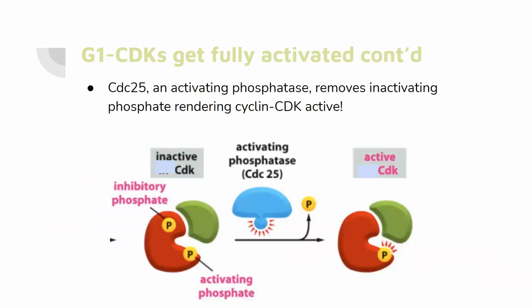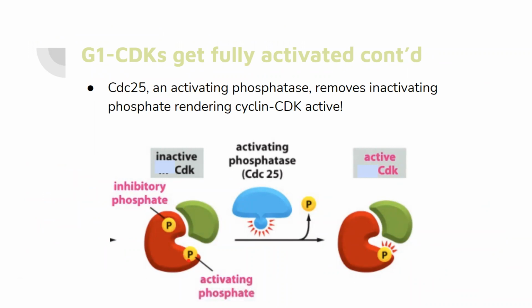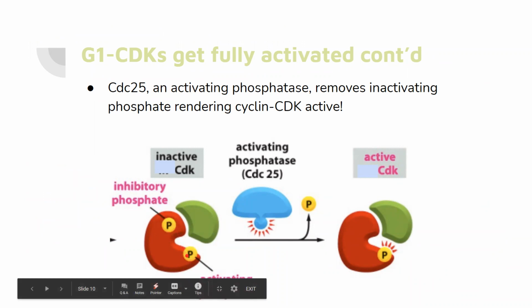So based off of that, what happens is, like she just said, the inhibitory phosphate from WEE1 and the activating phosphate are kind of canceling each other out. So this is an inactive CDK. In order to make it active, like she said, we need to get rid of this inhibitory phosphate. So CDC25 is a phosphatase, so it removes this inhibitory phosphate. So now all we're left with is this activating phosphate. Since there's only one phosphate and it's the activating one, the CDK complex is now active. Does that whole process make sense?